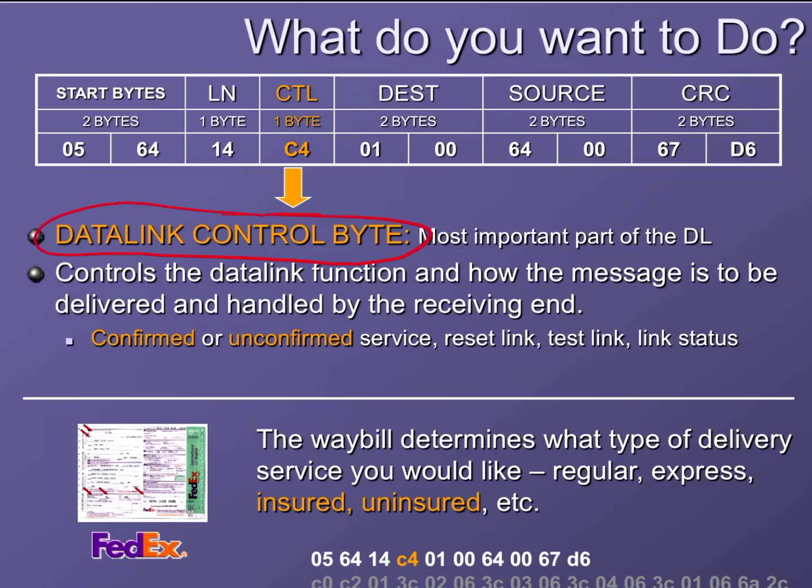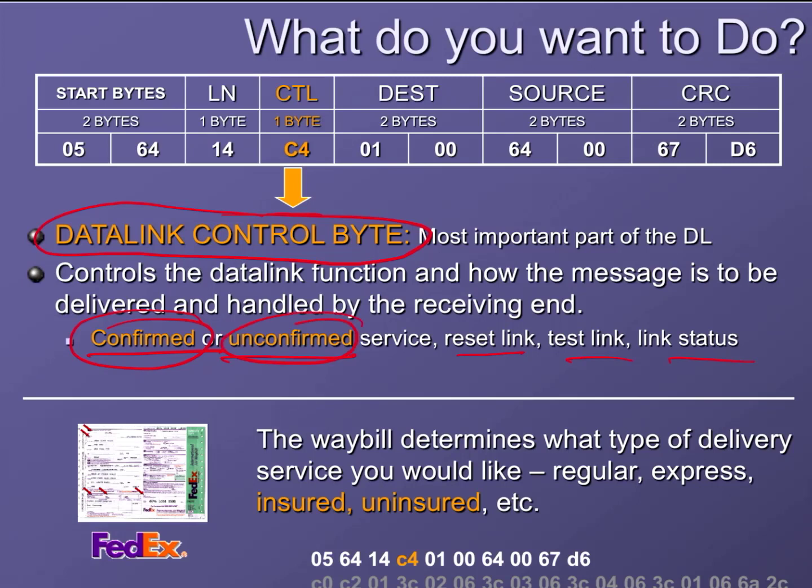And this is really whether we're looking at confirming the message at the data link layer level going out. We're going to do a reset link, test link, things like link statuses and so on. When we send out a data link header message only, the master wants to know that it's been received, and it'll be looking for a confirmation from that data link header message only. That would be an example of confirmed service, because it wants to confirm that the outstation received it.